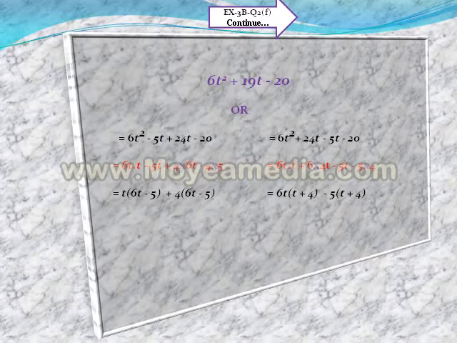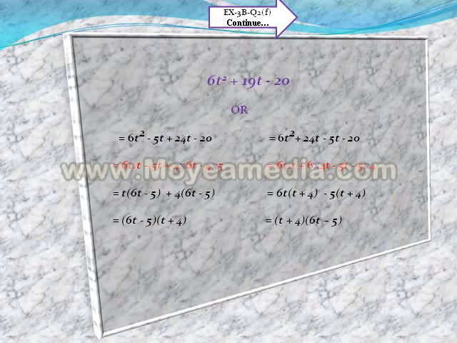On the first two terms you could see in the red ones, t is common, what remains inside is 6t minus 5. In third and fourth you could see 4 is common, so I took plus 4 as common, what remains inside is 6t minus 5. On the right side you could see in the first two terms 6t is common, what remains inside is t plus 4. Third and fourth, minus 5 is common, t plus 4 remains. Remember, if you take minus as common, then the sign between the third and fourth terms, which is minus, will become plus.